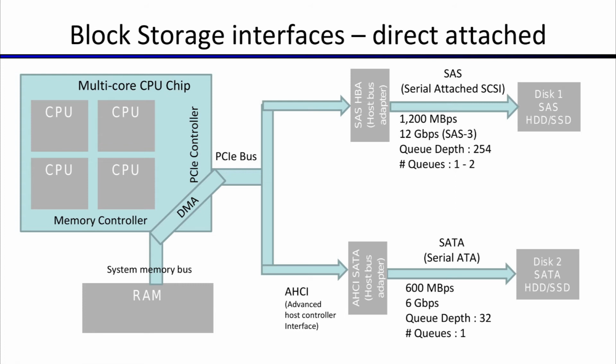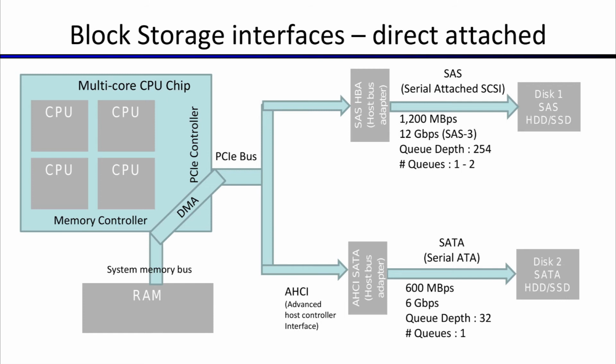Now, when you see these together, you could also see that these protocols have some limitations. They have bandwidth levels that you can reach. The SAS protocol can get you 1200 megabytes per second, which is 12 gigabits per second on the SAS3 protocol. And on a single queue or up to two queues, it is able to send up to 254 commands, and they just get queued up for the disk to process one by one. So queuing is another important concept, and you're able to send a queue of up to 254 commands on SAS.